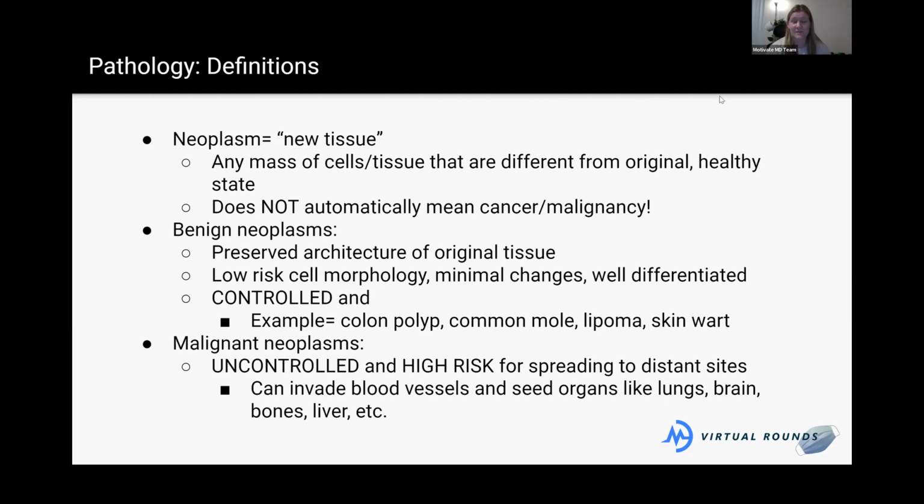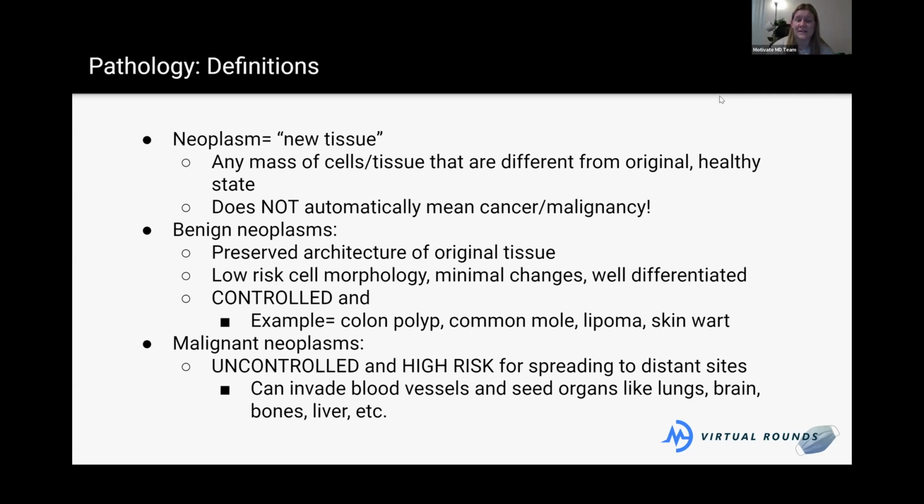Examples of benign neoplasms would be colon polyps, a common mole on the skin, a lipoma, which is a benign fat tumor that people sometimes have under their skin. That's again harmless and you don't have to take it out, but sometimes they bother people because they have this extra mass in a certain area. And then even things like skin warts as well. Those are all benign neoplasms, things that are not normally there compared to the surrounding area, like your normal skin or your normal colon, but they're not going to pose a harm to you.